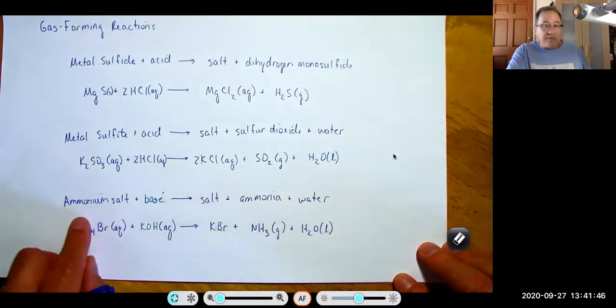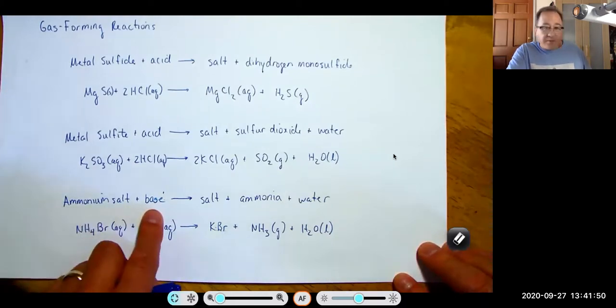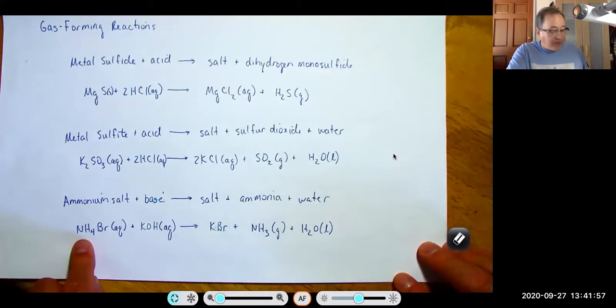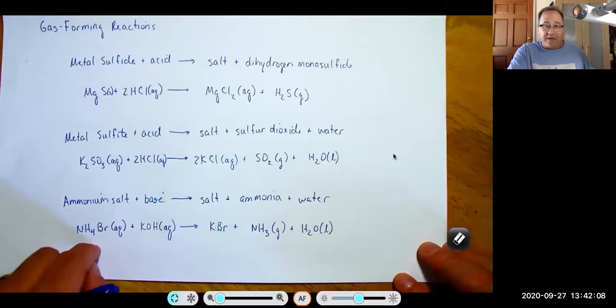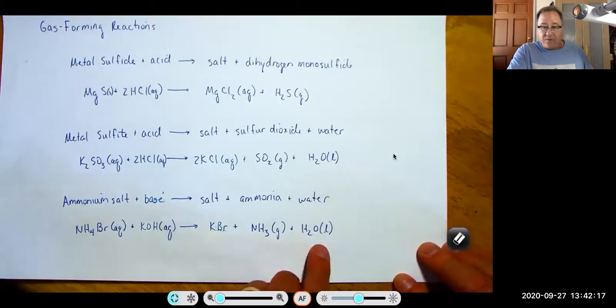And then there's the ammonium salt, which reacts with the base. And an ammonium salt is simply an ionic compound with ammonium as the cation, as we see here. So this is a weird ionic compound in that it's not a metal and a nonmetal. It's nonmetal and nonmetal. Now, how do we recognize this as an ion? It starts with NH4, which we have memorized as a polyatomic ion. So an ammonium salt plus a base turns into a salt, ammonia, and water.